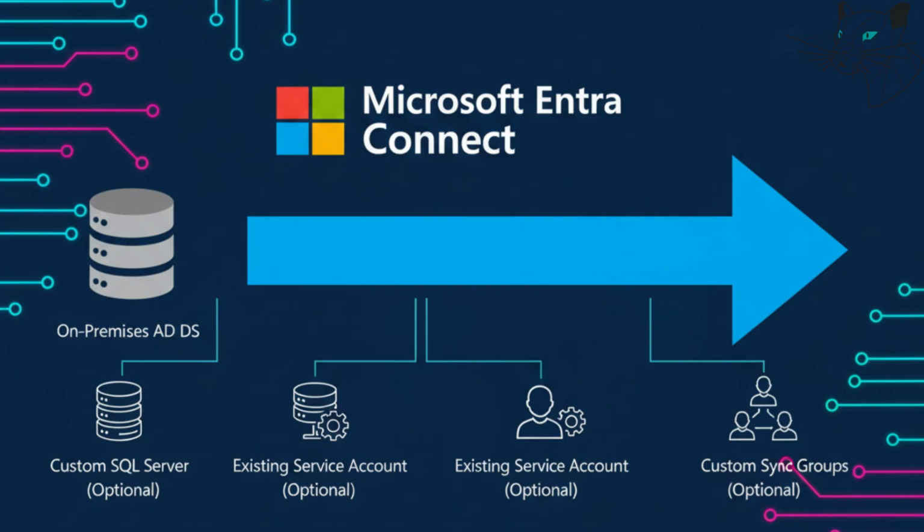If you choose to use custom installation at the beginning of the setup, you can choose to use a custom SQL server instead of a local database. You can also choose to use an existing service account instead of the one created by the automatic setup process. In addition, you can specify custom sync groups. By default, the administrators, operators, browse, and the password reset groups are created by Microsoft Entra Connect, but you can choose to use your own custom groups for this purpose.